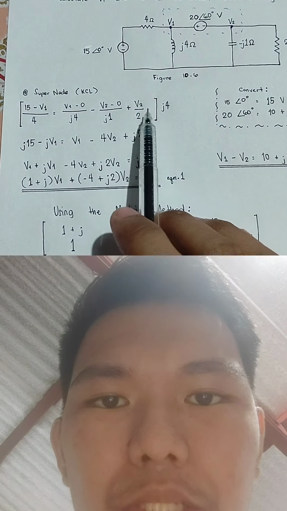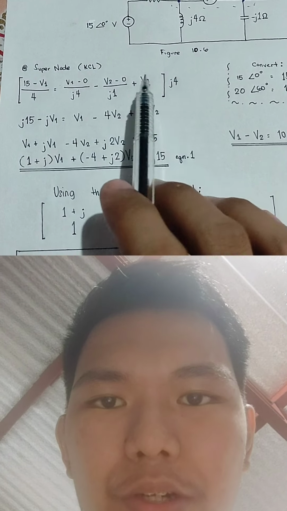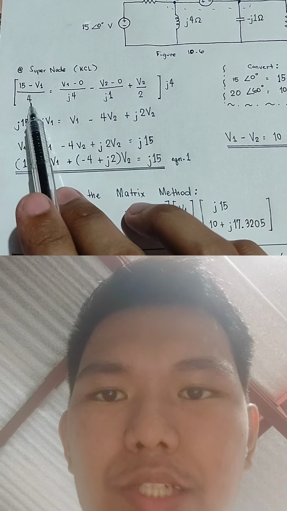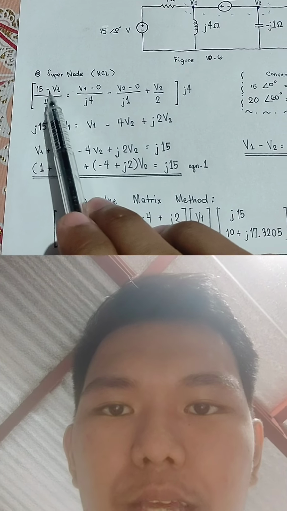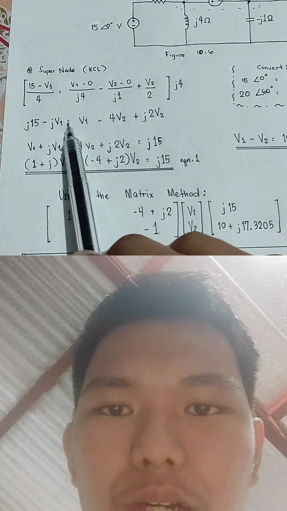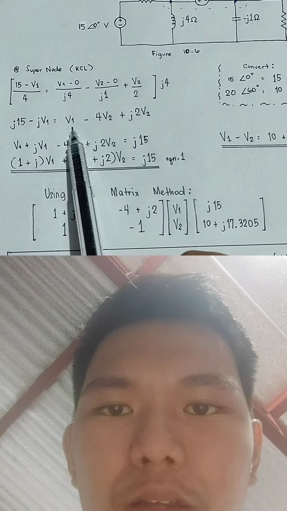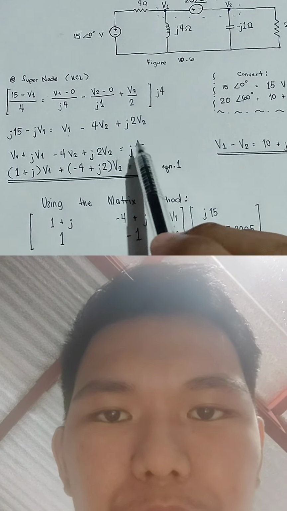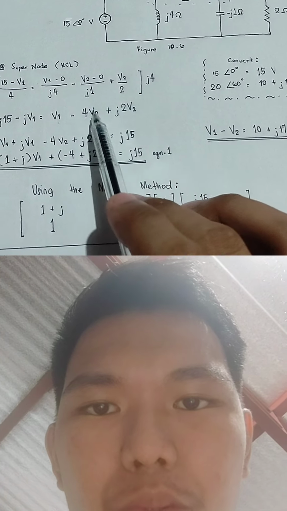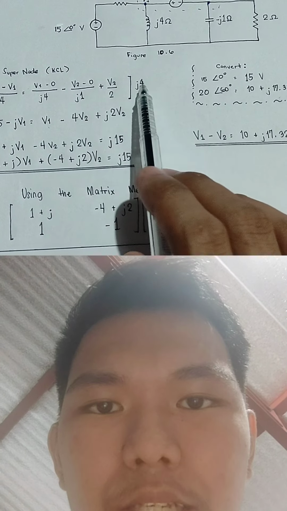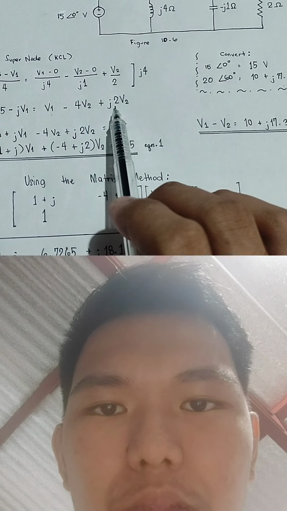We will simplify this using its GCF, which is j4. j4 over 4 equals j. j times 15, j15. j times negative V1 is negative jV1, equals j4 over j4 is 1 times V1, positive V1, minus j4 over j1 is 4 times V2, 4V2, plus j4 over 2 is j2 times V2, j2V2.